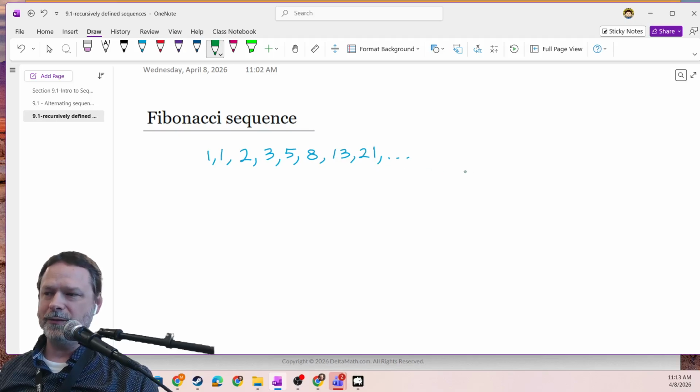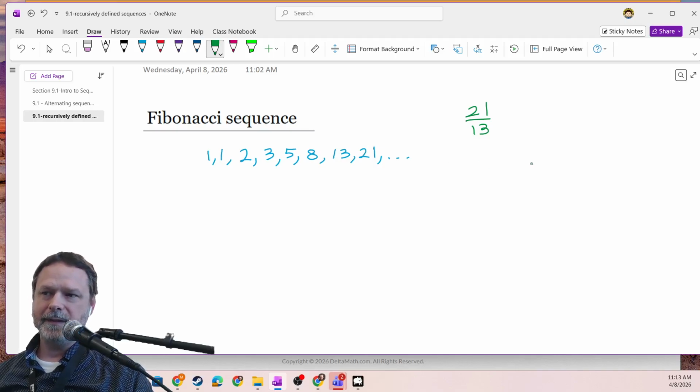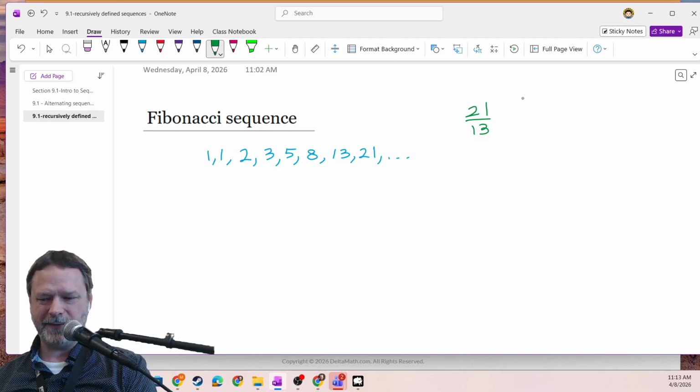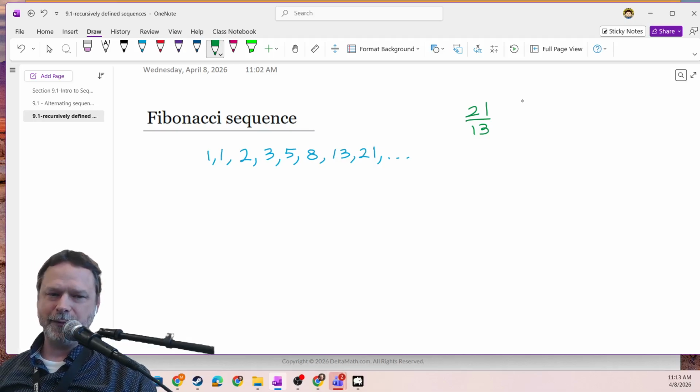As you continue moving on, you take any 2 of these terms, like right now, my last 2 are 21 and 13. The further along this sequence you go, the closer these terms, when you take their ratio like this, approach this thing called the golden ratio, this magic number. I think it's like 1.645. I'd have to look it up. Not really important right now, but it appears in nature all over the place.